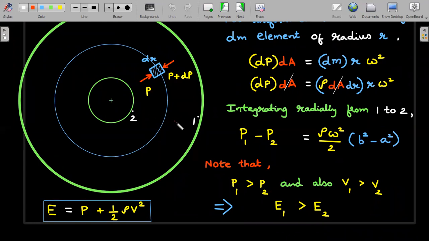So the value of the energy per unit volume, E, in this problem is given by the pressure energy and the kinetic energy per unit volume, which is half rho v square. So if P is more for 1, and V is also more for 1, then E1 is not equal to E2. That means you cannot apply Bernoulli's equation between points 1 and 2. The reason is very clear here: the streamline at 2 is different from the streamline at 1.